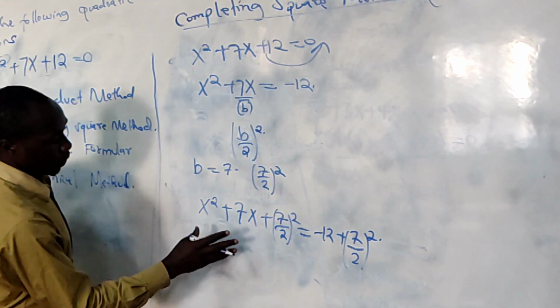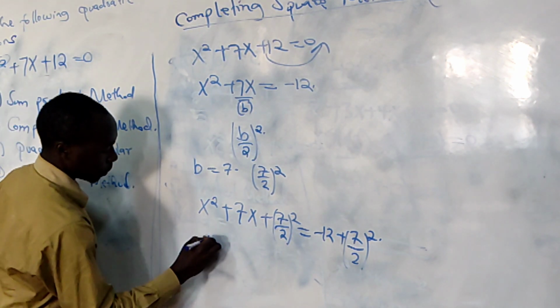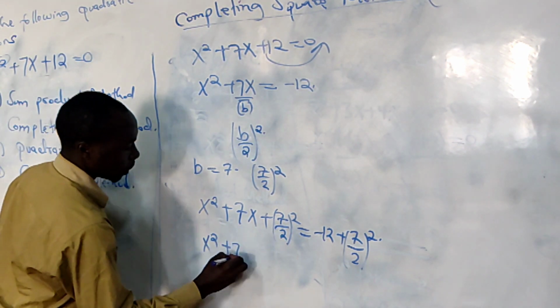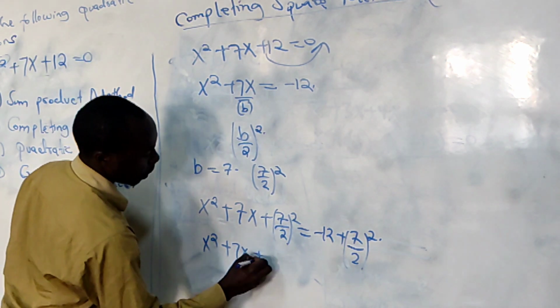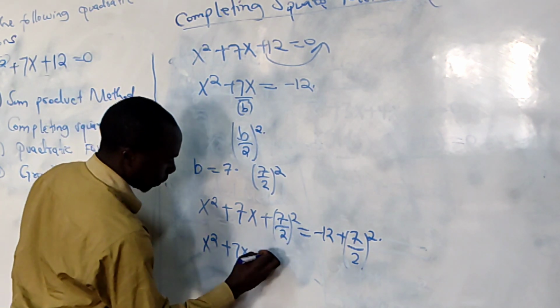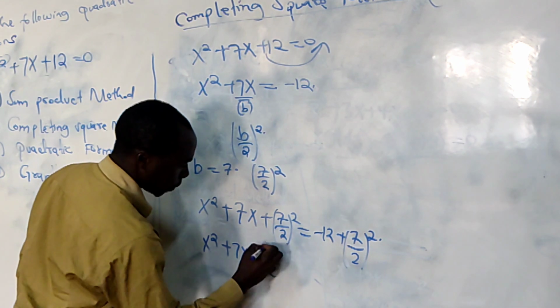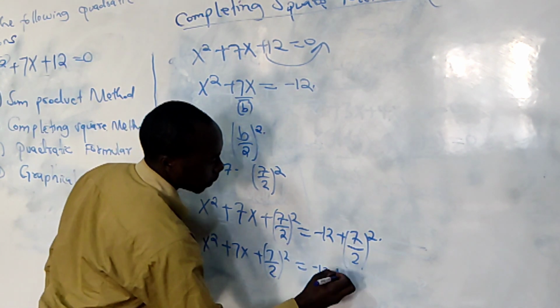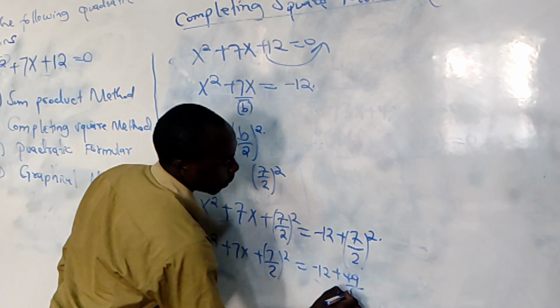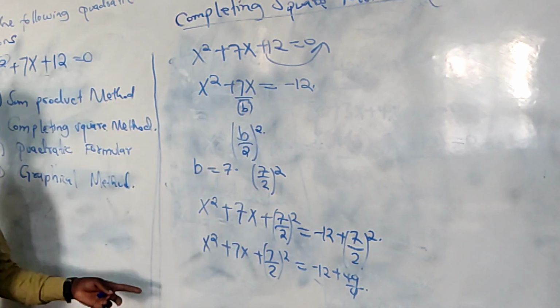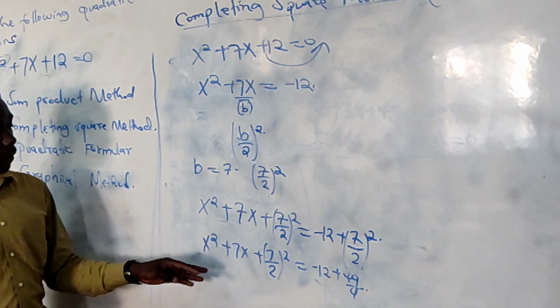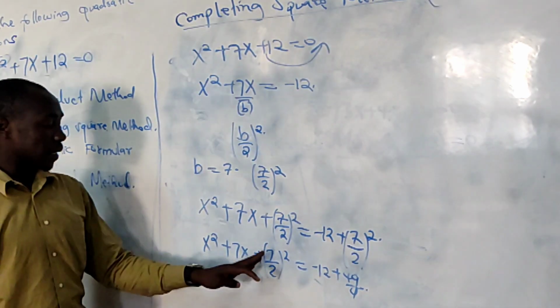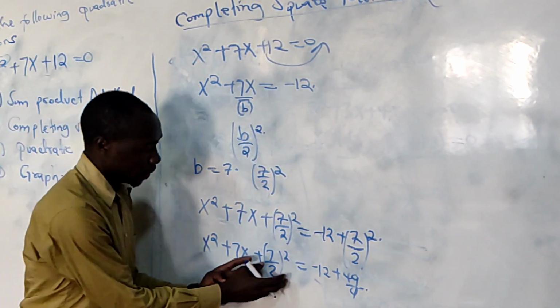So this one will give you x squared plus 7x plus (7 over 2) squared is equal to -12 plus 49 over 4. There's a secret here. Don't always open this one. It will give you a difficult task in dealing with it. Just leave it the way it is.